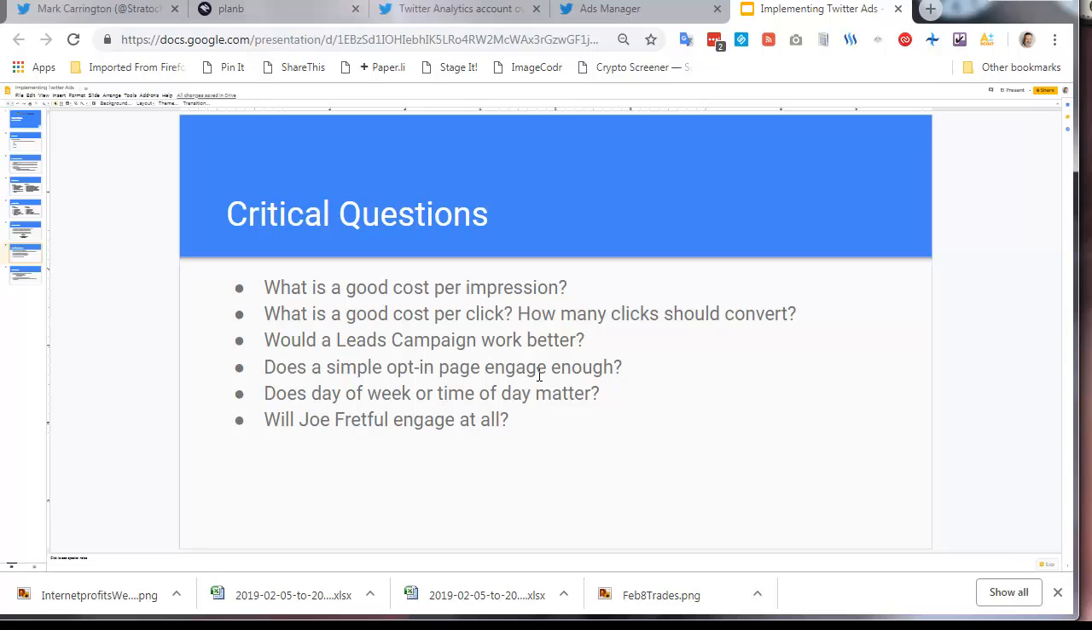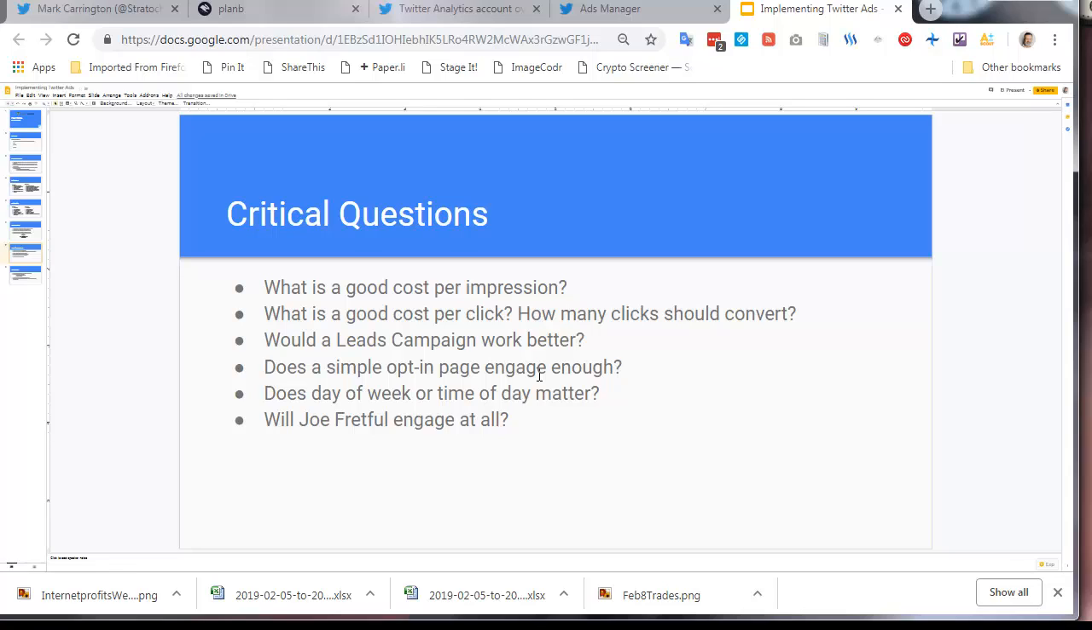So that first click onto the Twitter ad, and then how many clicks should actually convert into someone engaging with your link and then opting in? And then stepping up a level into the Twitter strategies.